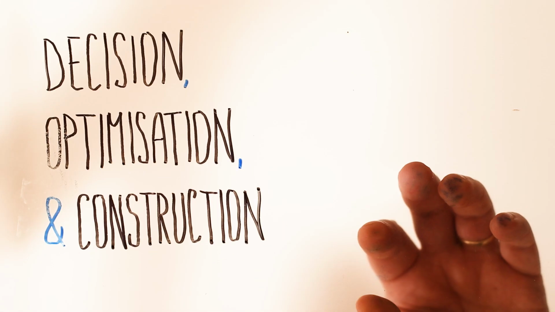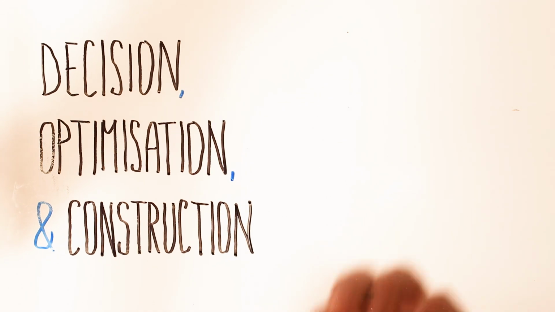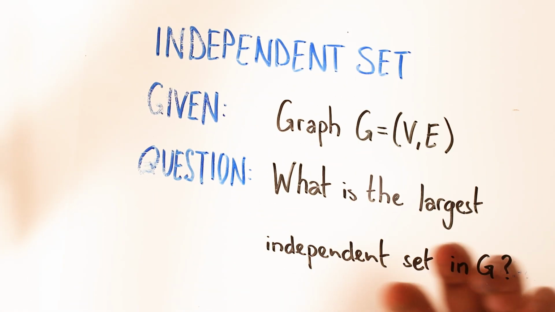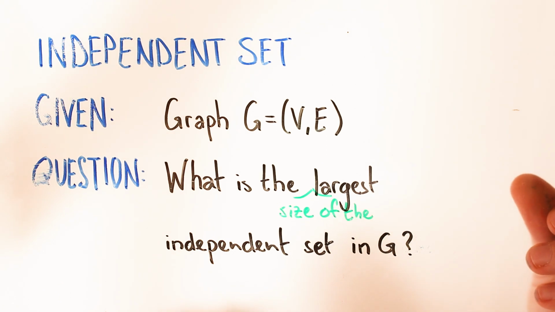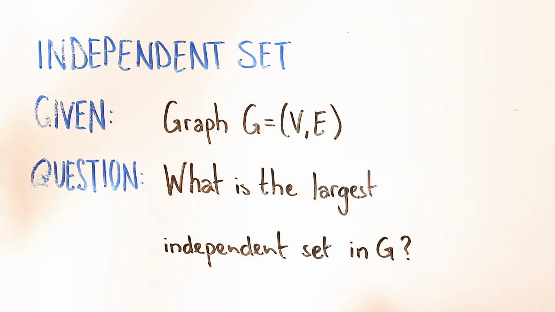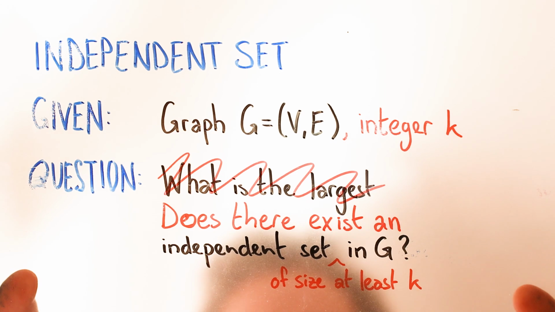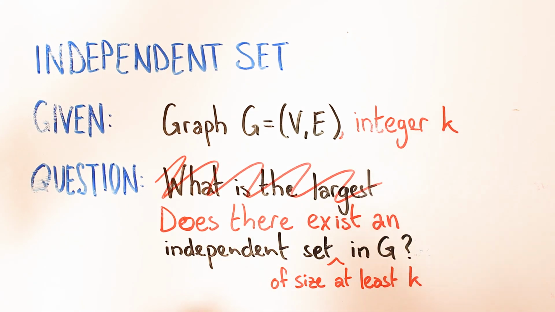Now, when we talk about an optimization problem, there are actually different variants that we're usually not explicit about. What is, say, the independent set problem? Is it, given a graph G, what is the largest independent set? Or is it, given a graph G, what is the size of the largest independent set? Or, given a graph G and a number k, does there exist an independent set of size at least k?